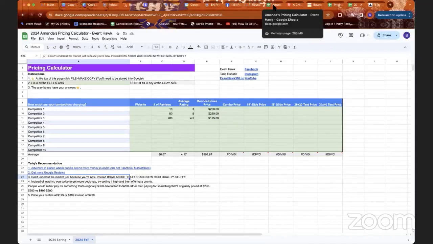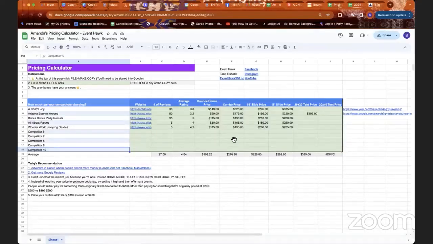I wouldn't be able to pay my rent. I wouldn't be able to pay my staff. If I was a one-man show and I was going out and doing it myself, and storing the inflatables in my garage or a cheap storage area, I might be able to live off of these numbers.